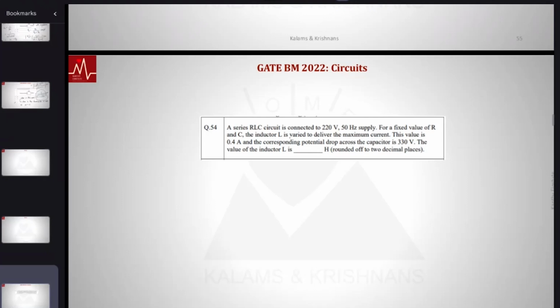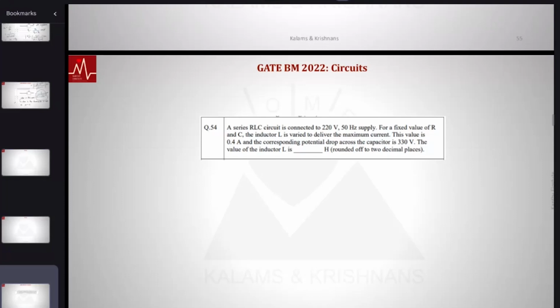So notice, it's an RLC circuit, you are fixing R and C. You are varying L. If you vary L, you are changing the resonant frequency of the circuit. As you change L, it's a different circuit. It has a different resonant frequency. You keep on varying it until this circuit's resonant frequency hits this input frequency, 50 Hz. That is when you get the maximum current, okay? And that maximum current happens to be 0.4. So at minimum impedance, you have maximum current 0.4.